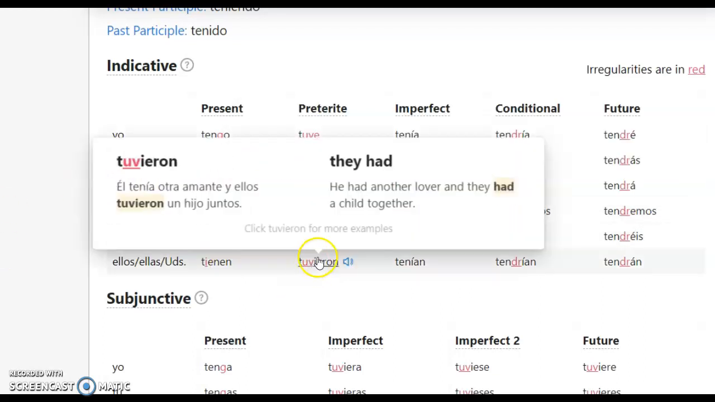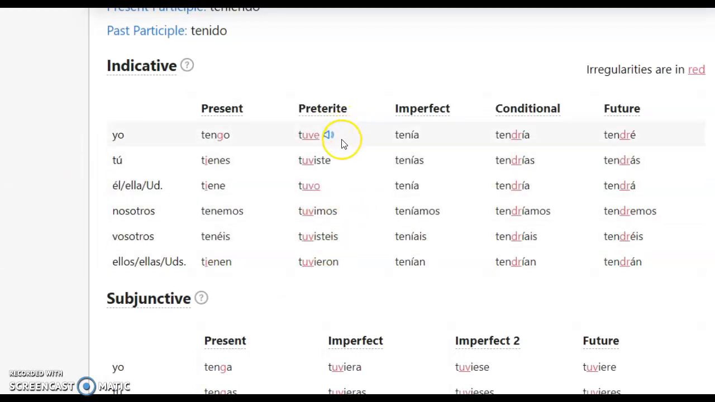Here we have, sorry about that, tuve, which is the yo form, tuviste, so I had, you had, informal, tuvo, he had, she had, you formal had, tuvimos, we had, there's your vosotros form, and then tuvieron, which is they had, you plural had. Okay, so not terribly difficult. You just have to remember that they all changed it to u, right?